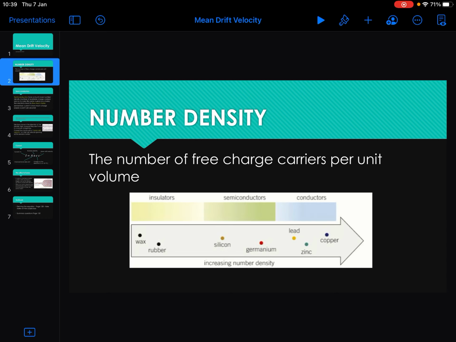So the first thing we're going to look at is something called number density. The number density is effectively the number of free charge carriers in metals, that would be electrons, per unit volume. Now that per unit volume is really, really important, and when people do questions, they quite often forget about that final bit. They just put the number of electrons because a question may give you that. You have to work it out by dividing your number of free electrons or free charge carriers by the volume to work out how much is there.